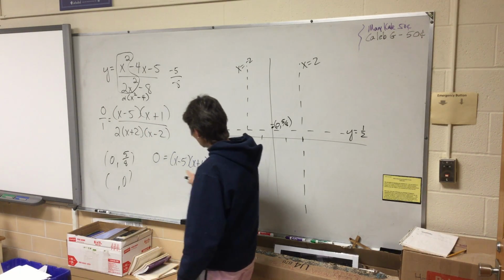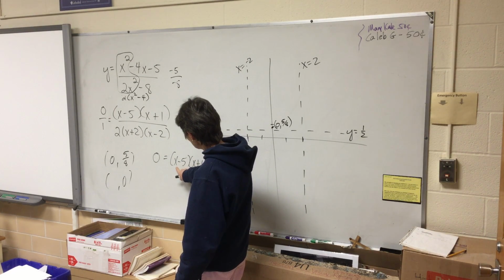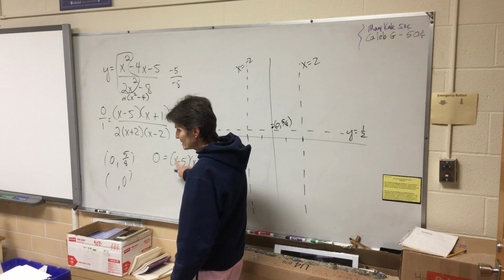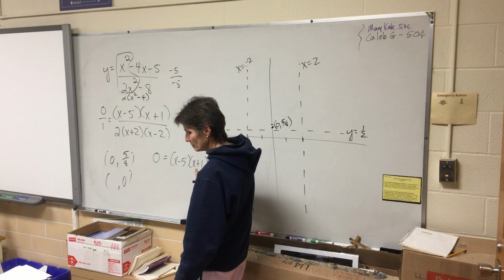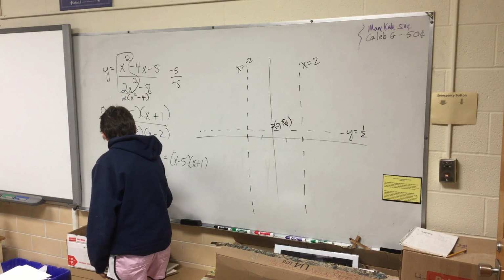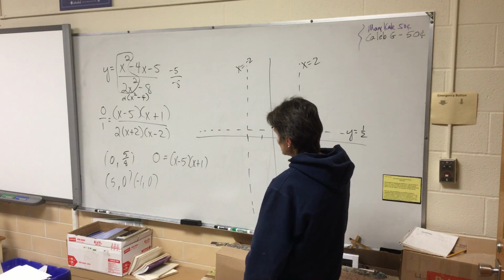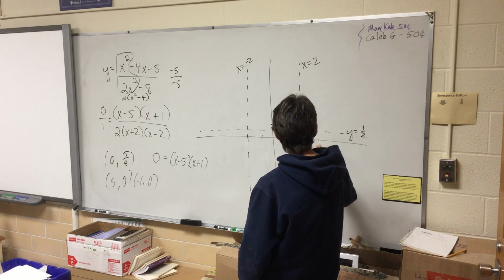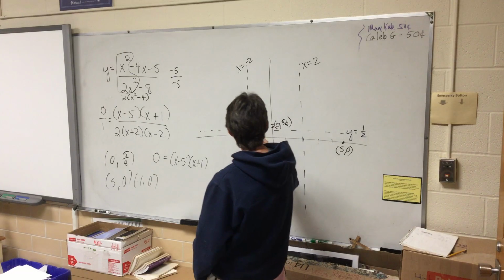So what are the values of x that would make this 0? What makes this 0? 5. Yep, and we got 2 of them. -1. Yep, so we have 5 and -1. There's 2 of them that we get when we put 0 in for y. So I'll plot those points. So there's 5, and here's -1.